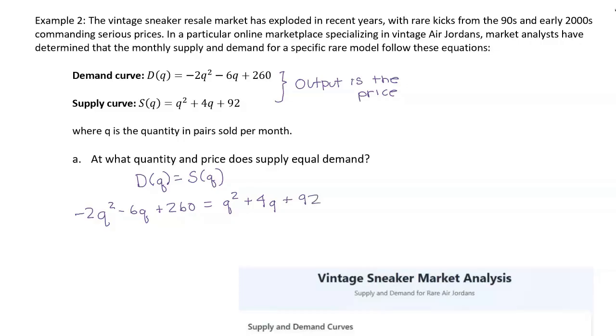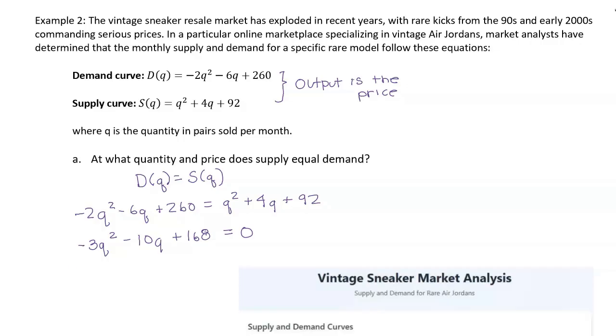Now, we have a lot of algebra going on here. I'm going to subtract all the terms from the right-hand side. So I'll get negative 3q squared minus 10q plus 168. I'm going to set that equal to 0. Now, to solve this, you have lots of options. I prefer factoring because I think it's faster and I make fewer mistakes. You can do it that way, or you can use the quadratic formula would be the two options.